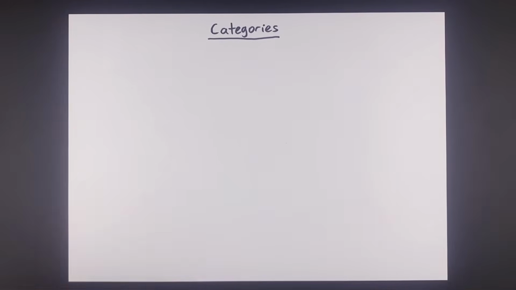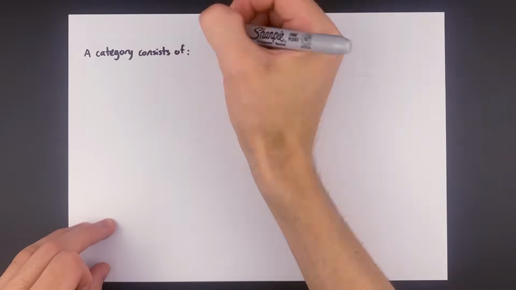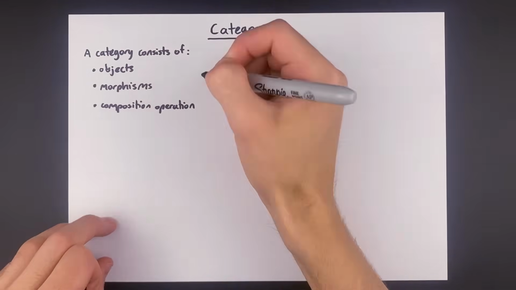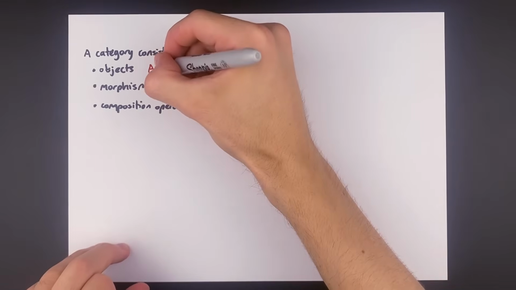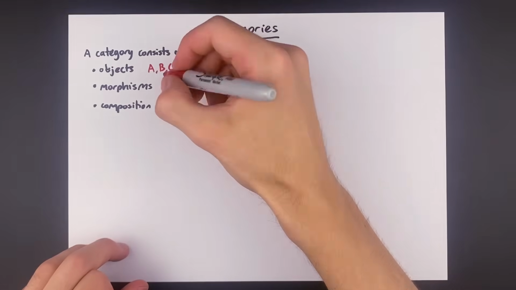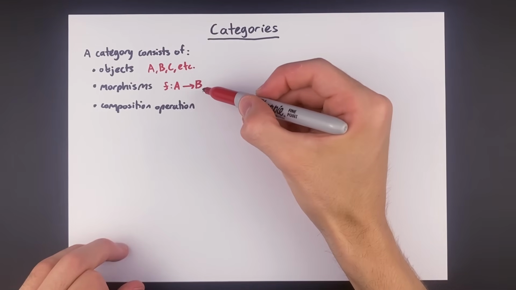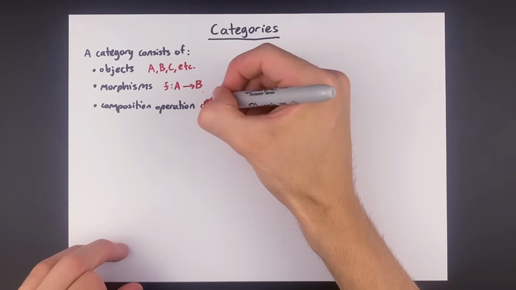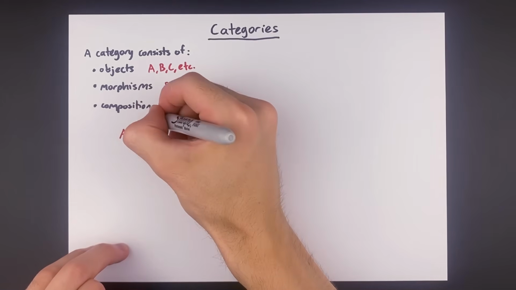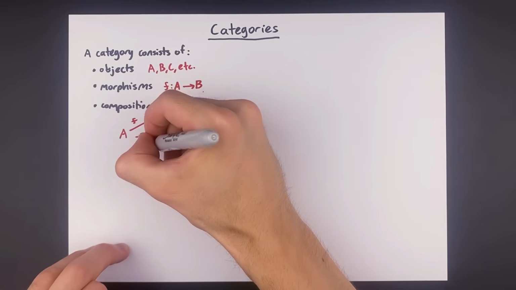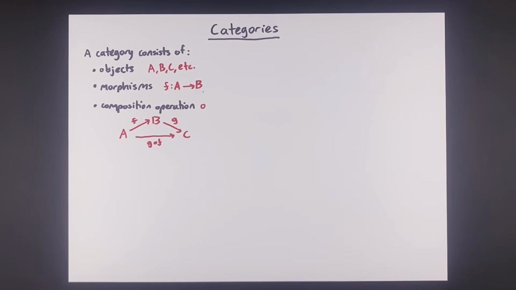A category is a mathematical structure consisting of three things: a collection of objects, a collection of morphisms, and a composition operation. The objects don't have any internal structure, they're just there for indexing purposes. Each morphism has two objects that it's attached to, called its domain and codomain. And the composition operation is an operation on morphisms, but it's only defined on pairs of morphisms that have the same codomain and domain respectively. So if I have a morphism from A to B and a morphism from B to C, then I should always be able to compose them to get a morphism from A to C.